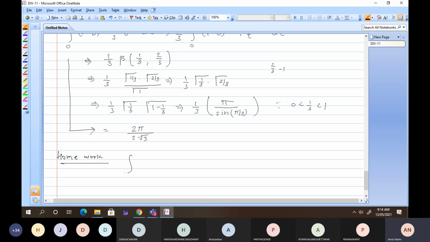Integration 0 to infinity dx divided by 1 plus x raised to 4. That is the first problem. Tell me how one can solve this one.